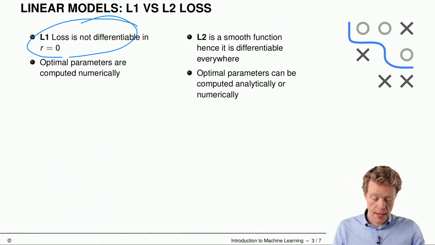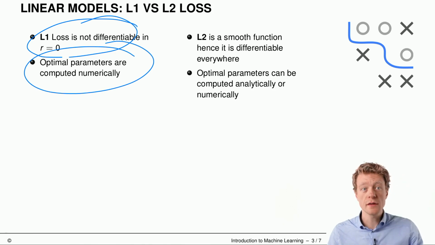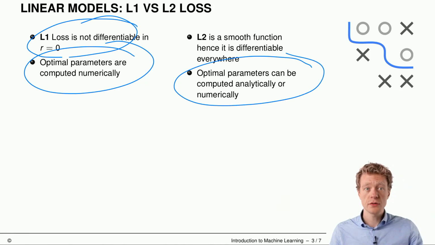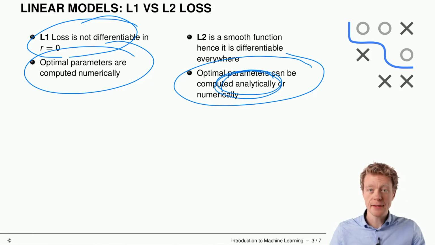The consequence of this is that the optimal parameters have to be computed numerically for the L1 loss. For the L2 loss, we have two options. We can compute the optimal parameters numerically as well as for the L1 loss, but there is an analytical solution, which is exactly the OLS solution, so the solution of the ordinary least squares estimator.